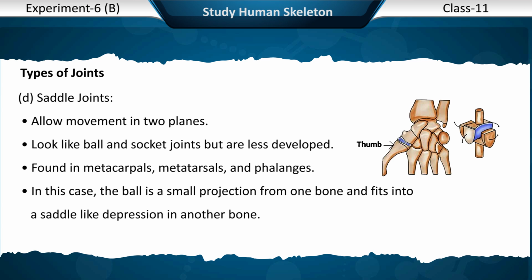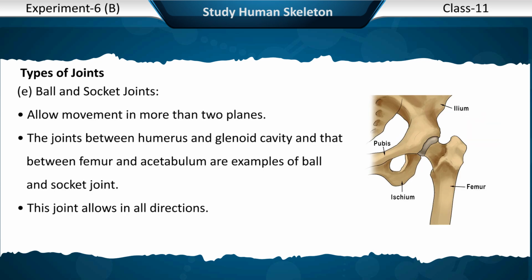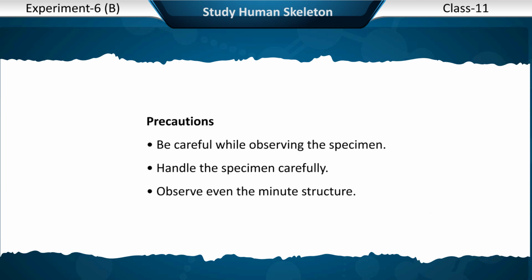In this case, the ball is a small projection from one bone and fits into a saddle-like depression in another bone. E. Ball and socket joints allow movement in more than two planes. The joints between humerus and glenoid cavity and that between femur and acetabulum are examples of ball and socket joint. This joint allows movement in all directions.